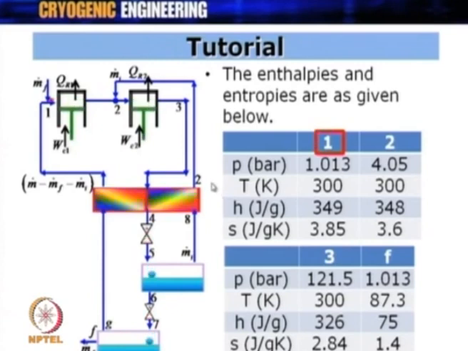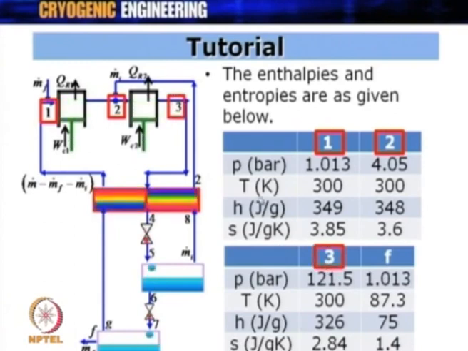Now, where are these points? The point 1 is at 1 bar, 300 Kelvin, where m minus m dot I will be going to compressor number 1. Point 2 is the intermediate pressure, after the first compression, which is this point. The point 3 is over here and the corresponding properties are given. Now, point 2 is going to be at 4.05 bar, while point 3 is going to be at maximum pressure, that is 120 atmosphere or 121.5 bar, and again point F is going to be the last point, which is going to be again at 1 bar.